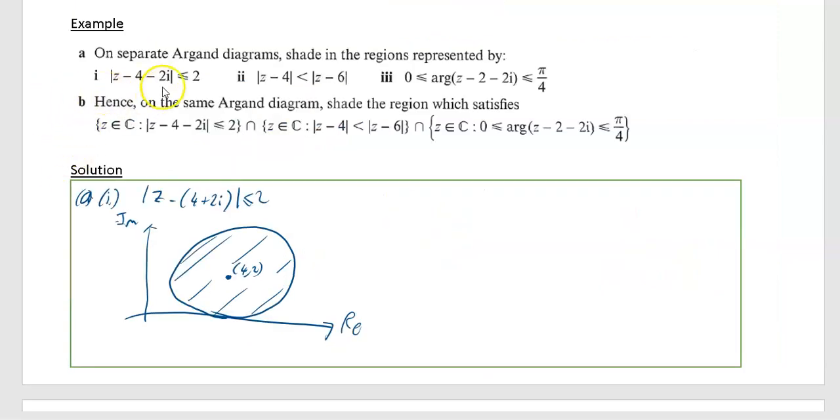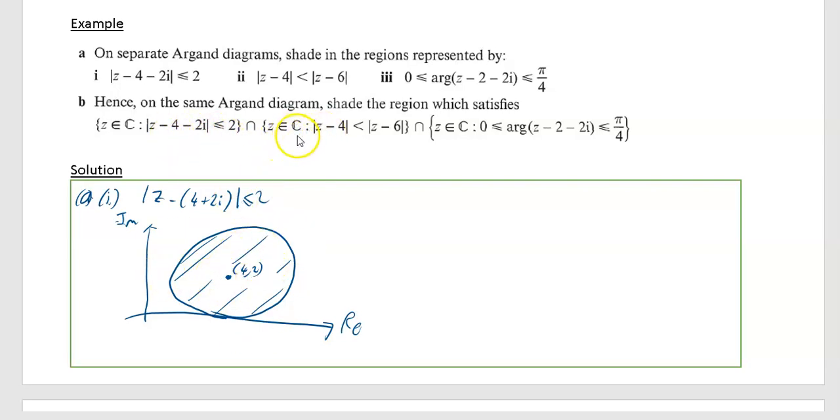Right, so we've done part A, and we had to say this was our circle, this was our perpendicular bisector, and this was our half line. And it says, hence on the same Argand diagram, shade the region which satisfies: z belongs to the set of complex numbers such that, and this was our circle, the distance from the circle with center 4, 2 has a radius 2 and it's inside of that, so that was this bit.